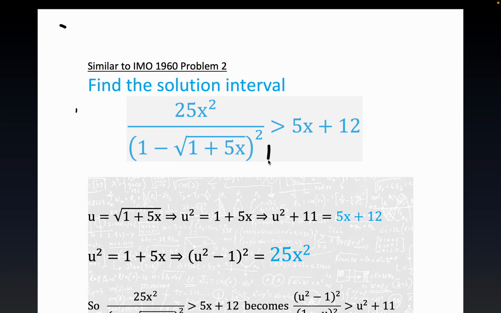IMO problem today, dated all the way back to 1960. What is that, 63 years ago? My goodness. Okay, but anyway, I'm going to go ahead and write down the domain of this inequality.